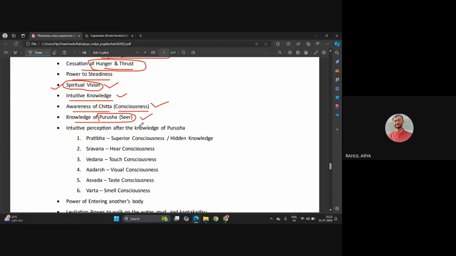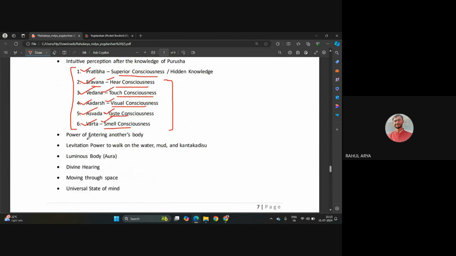And after perfecting this siddhi, six kinds of siddhis will be activated. Many times in exams this comes: Pratibha, Shravana, Vedana, Adarsha, Asvada, and Varta. Pratibha means super consciousness. Shravana means special hearing power. These are related to our senses: ear; touch, meaning skin; Vedana, visual, the eye; Adarsha; Asvada, taste, the tongue; Varta, smell, the nose. So these six special siddhis the yogi is able to attain after getting the knowledge of the Purusha.